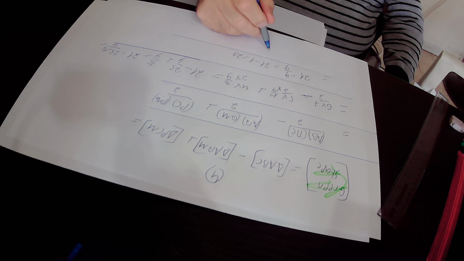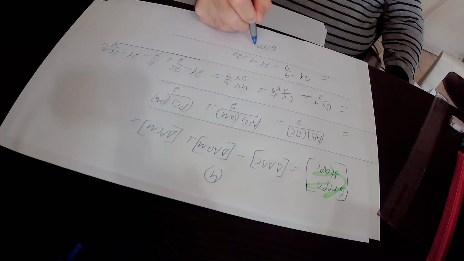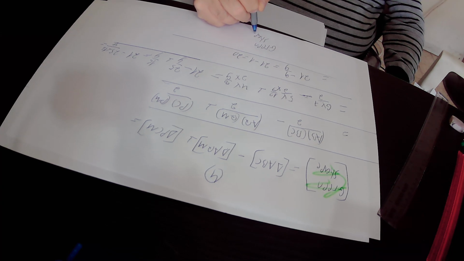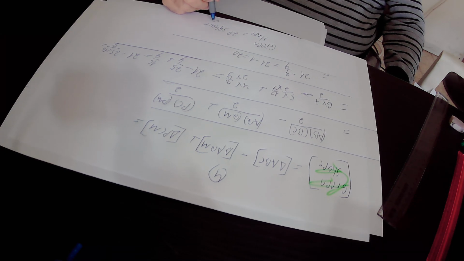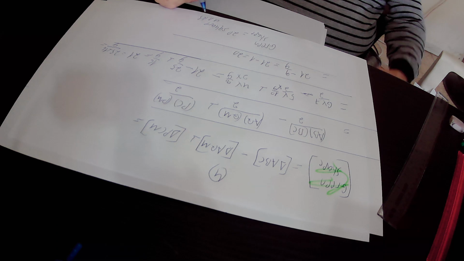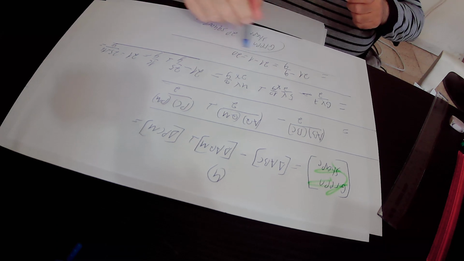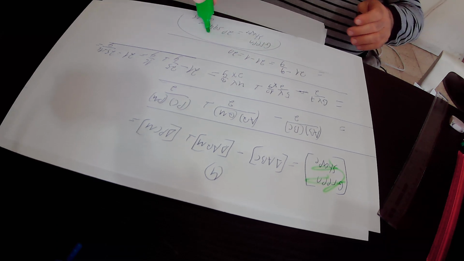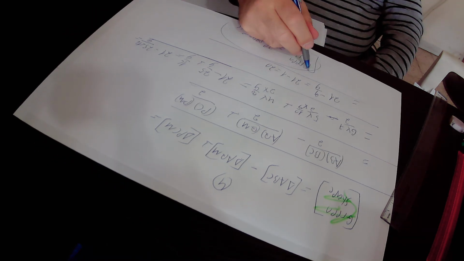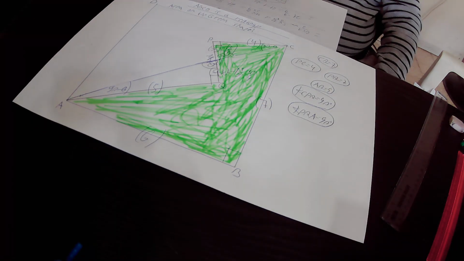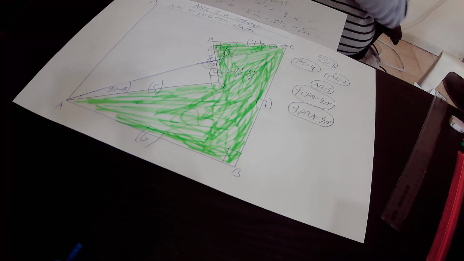So in conclusion, we found out that the area of the green shape equals 20 square units. And that is the answer to the question. Repeat again, the area of this green shape equals 20 square units.